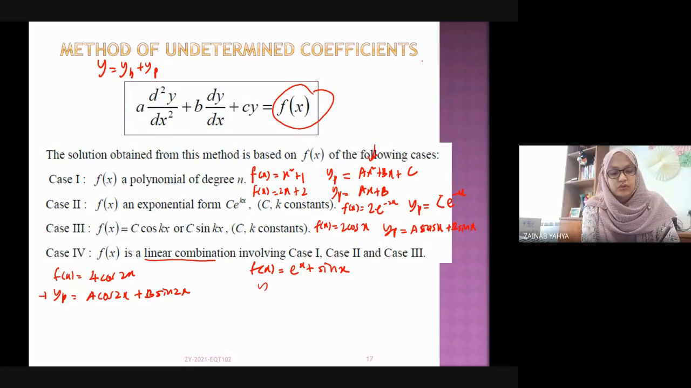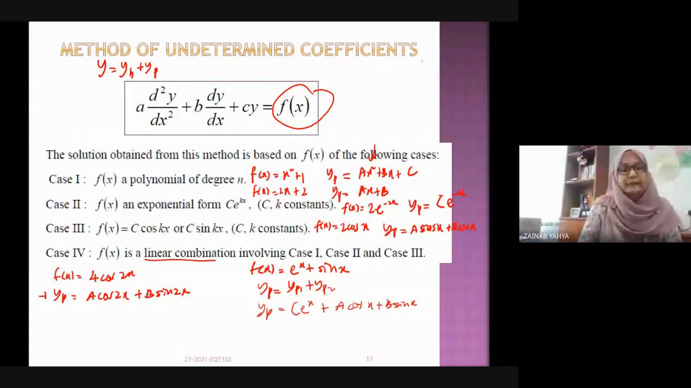So the yp will be yp1 plus yp2. Meaning yp is equal to c exponent x plus a cos x plus b sine x. So you will perform it separately, yeah? And you will add them together at the end.